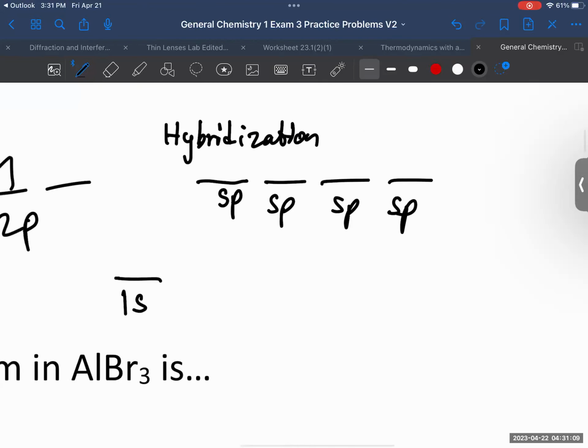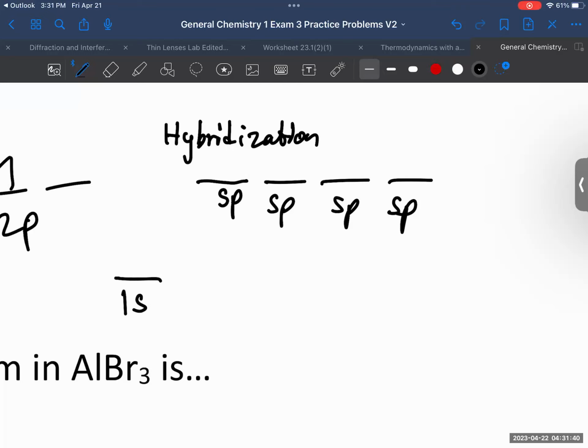That's wild. Yeah, it is pretty wild. Basically, hybridization is made up. Chemists were like, that's what we use to explain it. Oxidation numbers are also made up, but that's another story. But anyway, this is called the sp hybridized orbital.